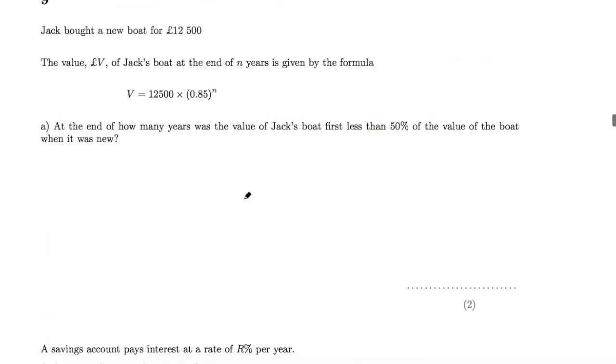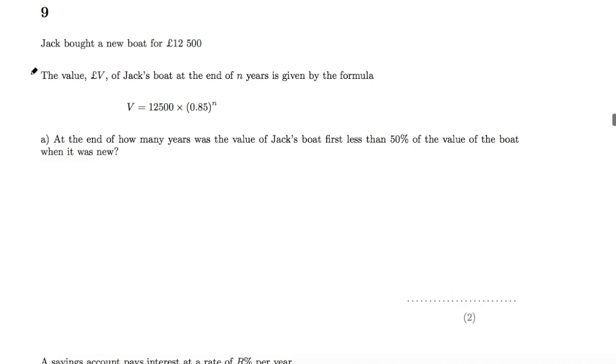Okay, on to question 9. Question 9 says, Jack bought a new boat for £12,500. The value V of Jack's boat at the end of n years is given by the formula V equals 12,500 times 0.85 to the power of n. At the end of how many years was the value of Jack's boat first less than 50% of the value of the boat when it was new?